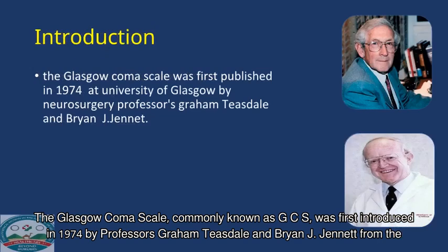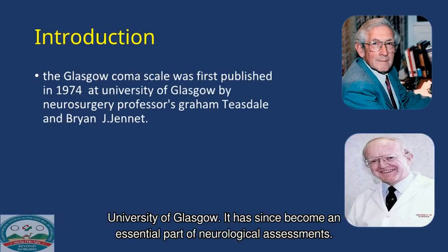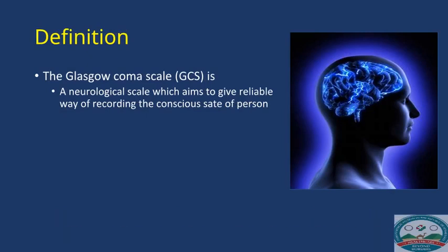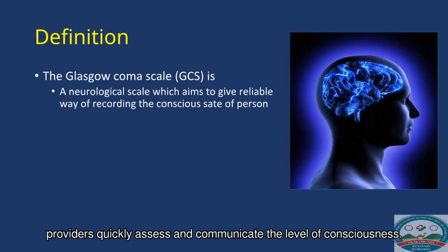The Glasgow Coma Scale, commonly known as GCS, was first introduced in 1974 by Professors Graham Teasdale and Brian J. Jennett from the University of Glasgow. It has since become an essential part of neurological assessments. GCS is a neurological scale designed to provide a reliable and objective way of recording a person's conscious state. It helps healthcare providers quickly assess and communicate the level of consciousness.